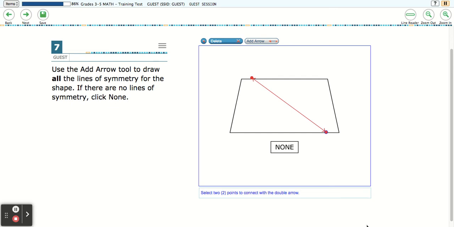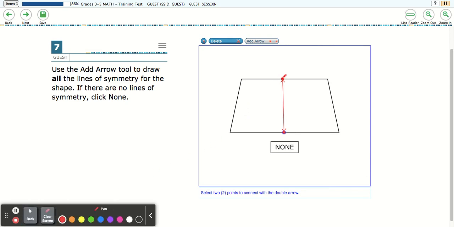If I don't want that anymore, maybe I made a mistake, I can click delete. And it will delete whatever you've clicked on, okay? I'm going to add an arrow again, and I'm going to tell you that symmetry means if you were to fold along that line, both halves of the sides would be the same. So if I put here and here, do you see how if I fold it along that line, both of my parts are the same shape? It's just sort of mirrored, reversed. See how that's 1 and 1 like this?